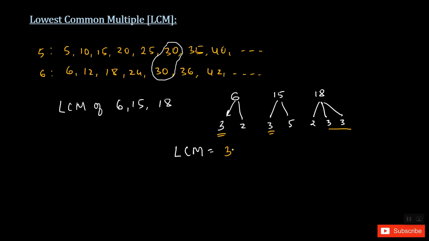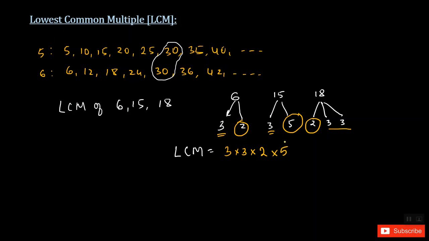Here it has appeared twice, so I'll be taking it as 3 times 3, or I can say 3 square. Once we're done with the 3, look at 2. It is appearing here, and 2 is also appearing here, but it is not necessary that 2 should appear in all the numbers. Wherever it is appearing, if it is appearing the greatest number of times, take the maximum. So here 2 is appearing only once in both, so I'll be taking 2. Now 5 is appearing only here, and it's not appearing anywhere else apart from the 15, so you can take that 5 also. This is the only change.